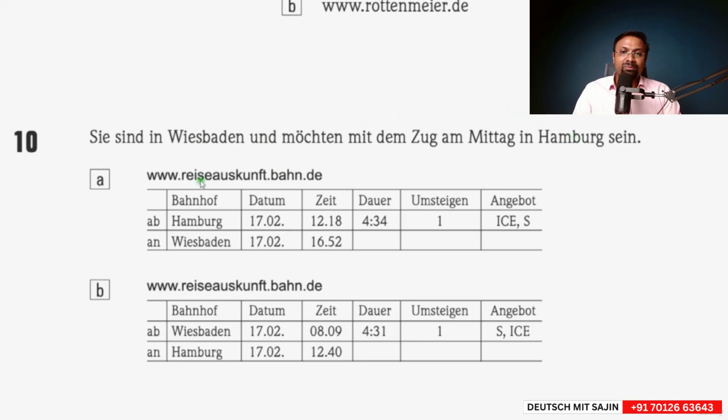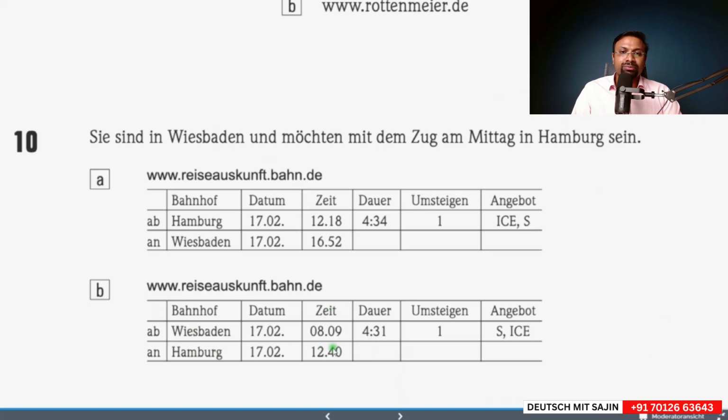We are starting from Wiesbaden and we want to go to Hamburg. Ab Wiesbaden, starting from Wiesbaden, we arrive in Hamburg. That is why it can only be B. It cannot be A, unless they want to go back from Hamburg to Wiesbaden, which is not the case in this exercise. So it is only B. We start in Wiesbaden, we go to Hamburg, and we arrive at 12:40, which is around noon.